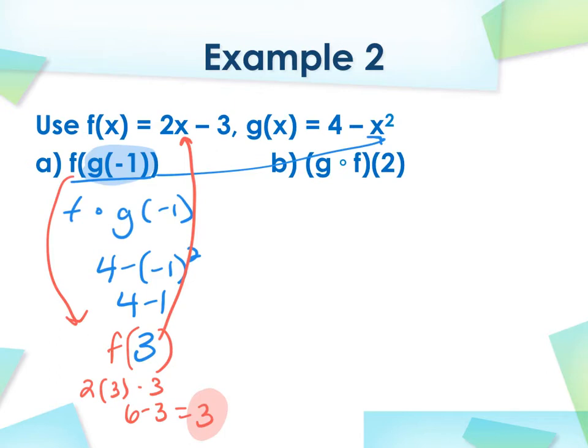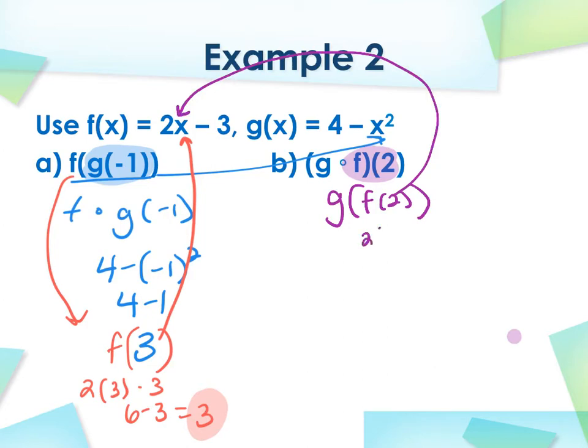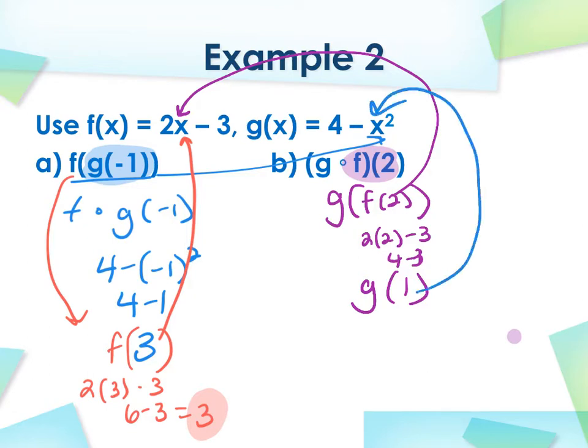For the second one, it's the reverse order. Now I'm doing f first, right? So if I wanted to write this in parentheses, this would be g of f of 2. So I'm going to take 2, and I'm going to plug it into the f of x, and I get 2 times 2 minus 3, 4 minus 3, which is 1. And then I have to find g of 1. So I'm going to take 1, I'm going to plug it into the g of x, and I get 4 minus 1 squared, 4 minus 1, which is 3. Again, that's the overall answer, just 3, not 1, then 3, just 3.